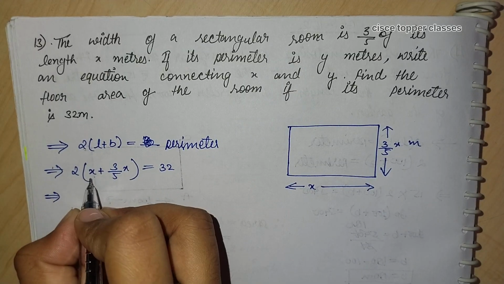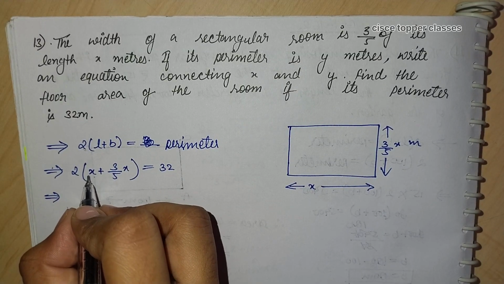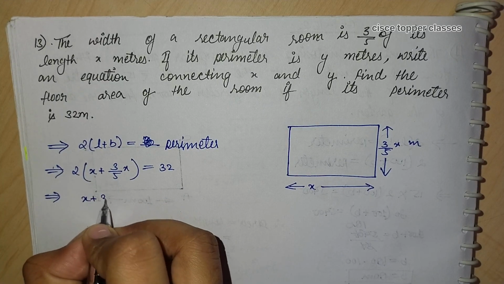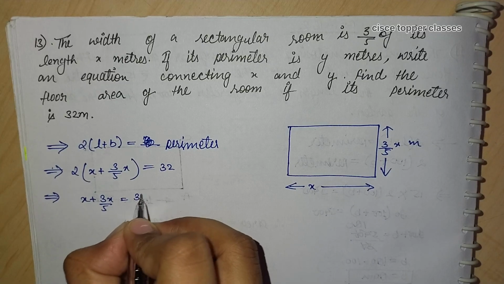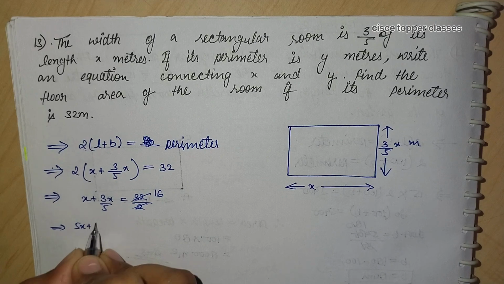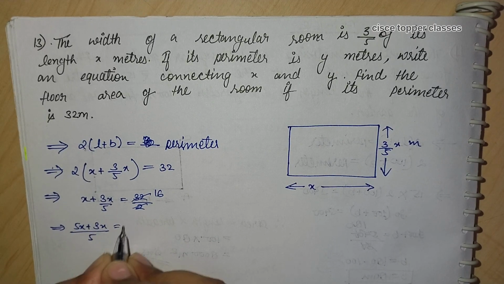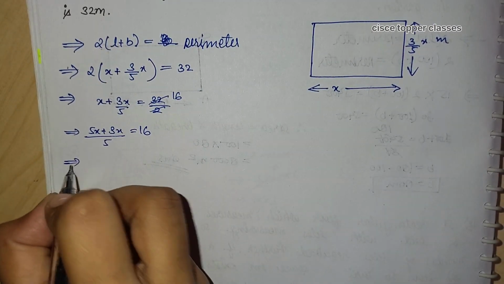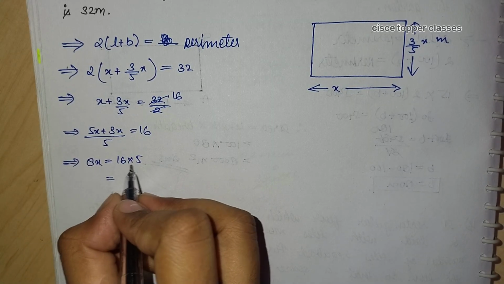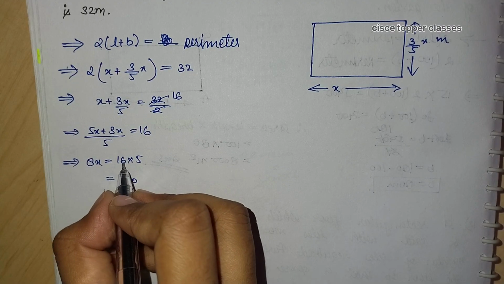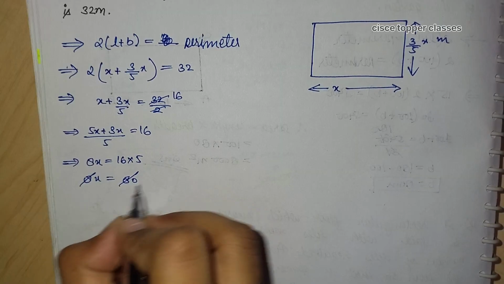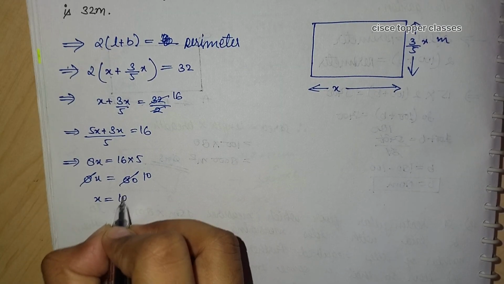From that we can find the value of x, and then after finding the length we will find the value of area. So this will be x plus 3x by 5 equal to 32 by 2. So this will be 16 here, and 5x plus 3x divided by 5 equal to 16. So this will be 8x equal to 16 into 5. So 80 here, 8x equal to 80. We will cancel this out, it will be 10. Meaning the length is 10 meters here.